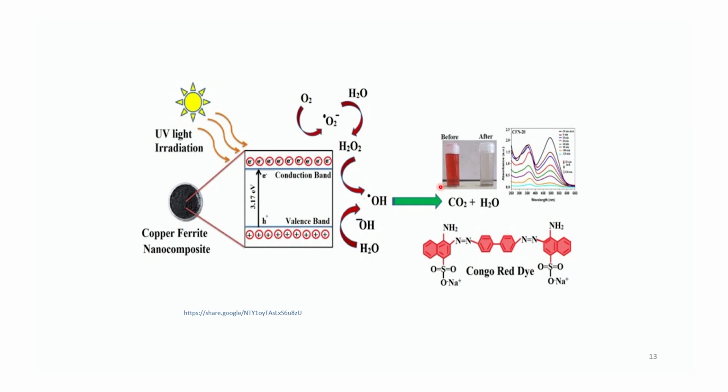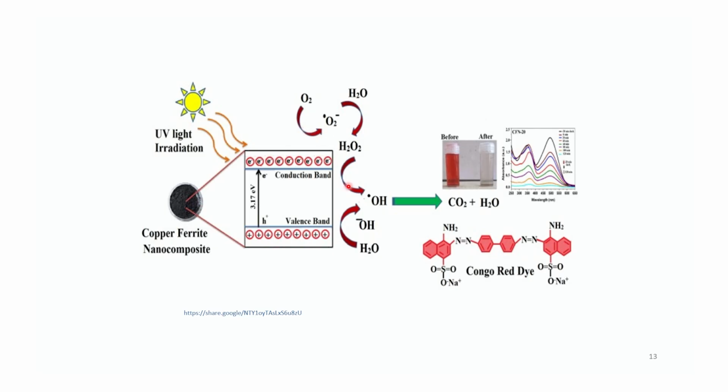That's an example of the toxic dye removal, the Congo red dye, and it is being removed by copper ferrite nanocomposite. What happens is that via UV radiation, as you can see, the copper ferrite nanocomposite is getting activated, and the electron gets excited and jumps from the valence band to the conduction band, creating an electron-hole pair. So a negative charge over here, a positive hole over here.